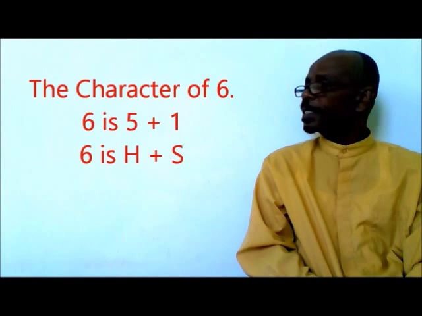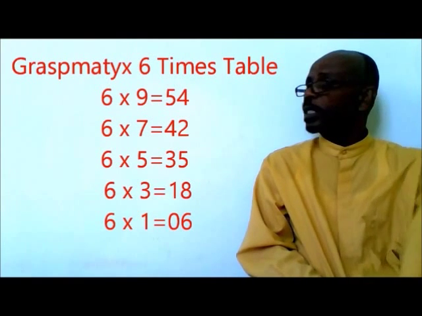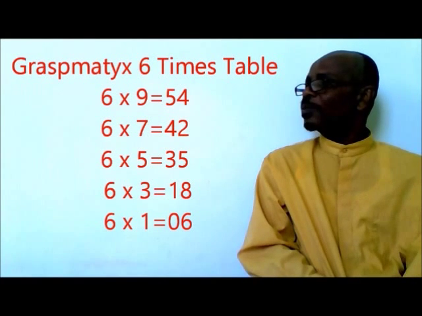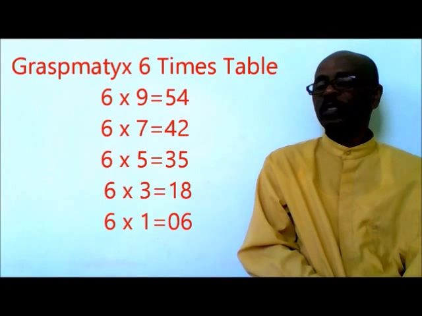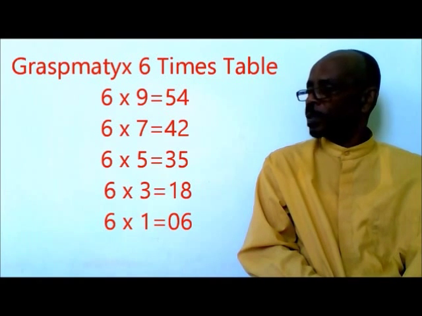The character of 1 is single. So 6 is the combination of 5 plus 1, and the formula for the character of 6 would be H plus S, which is half plus single. That being said, let's now do 6 times 1, 3, 5, 7, 9, all the odd numbers. So here's how that works. When I'm doing 6 times 1, that's simple because the character of 1 means single. So I'm single 6. That means 6 times 1 will equal 6.